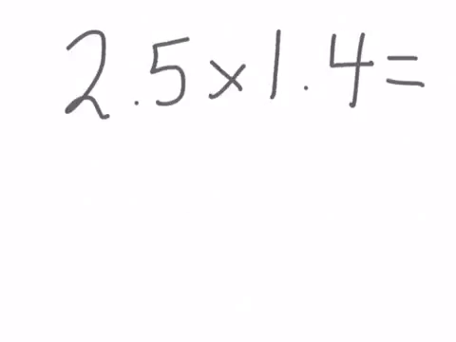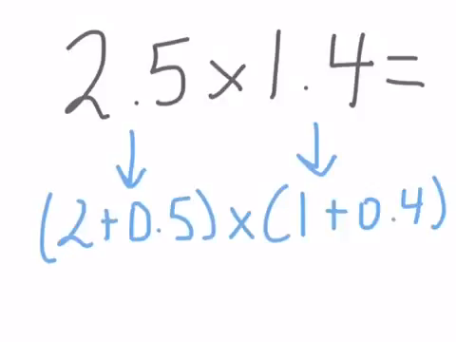Let's try one together. When I say pause, please pause the video. What I want you to do first is to take this number, 2 5/10 times 1 4/10, and write them in expanded form. Please pause the video and do just that. Welcome back. Here are the numbers in expanded form. 2 5/10 is the same thing as 2 plus 5/10, and 1 4/10 is the same thing as 1 plus 4/10.